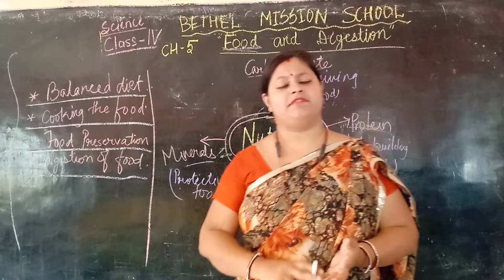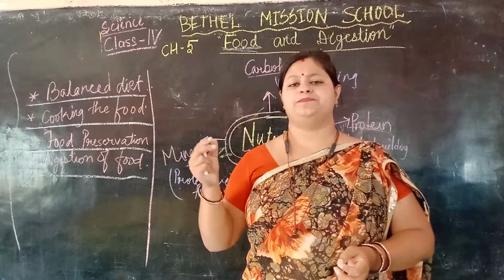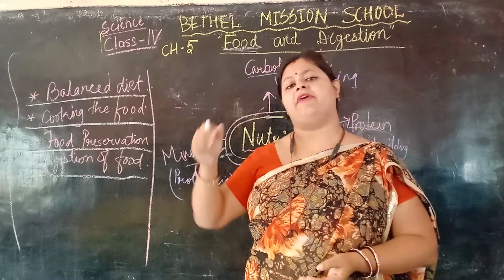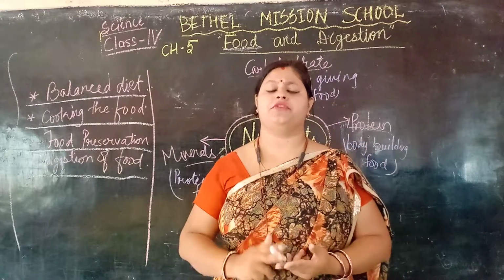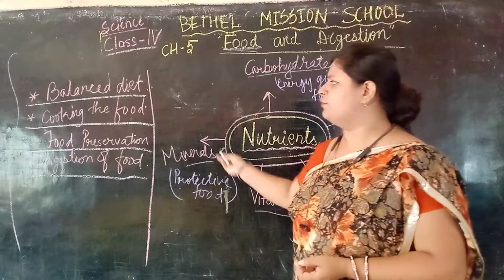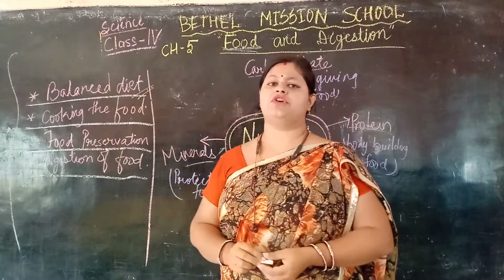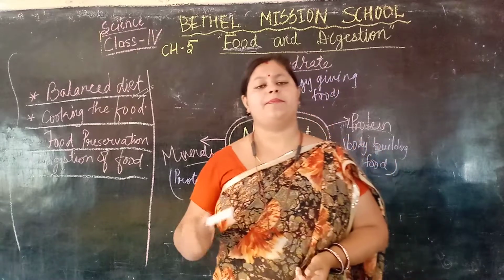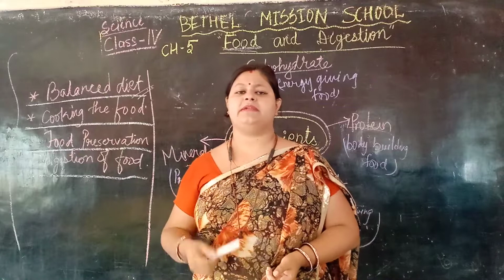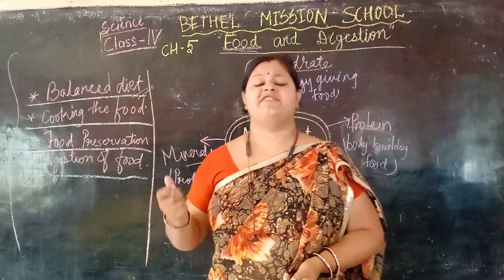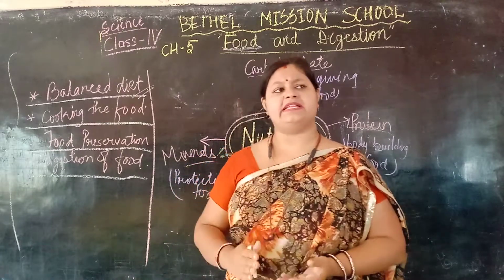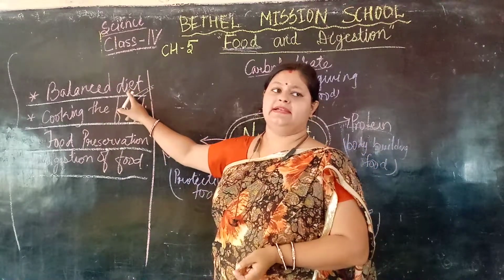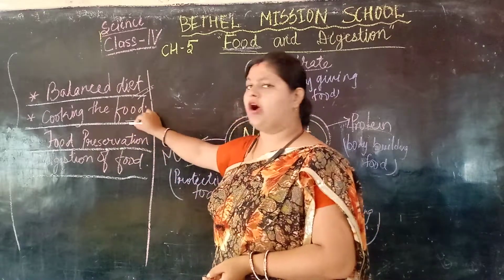When we have a proper amount of dal, rice, chapati, vegetables, salad, pulses, green leafy vegetables, milk, juice, curd, when our meal has the proper amount of nutrients in exact quantity, then our food is known as a balanced diet. Once again, when our meals contain the proper amount of carbohydrate, fat, minerals, vitamins, protein, then the food is known as a balanced diet. Next we are going to discuss the cooking of food.